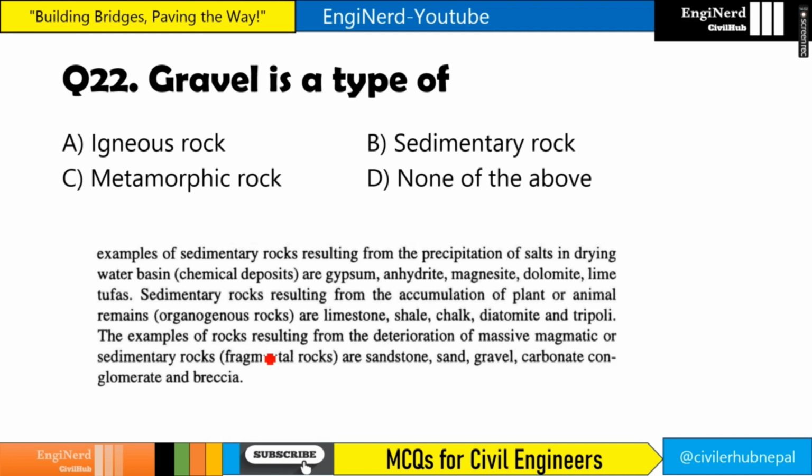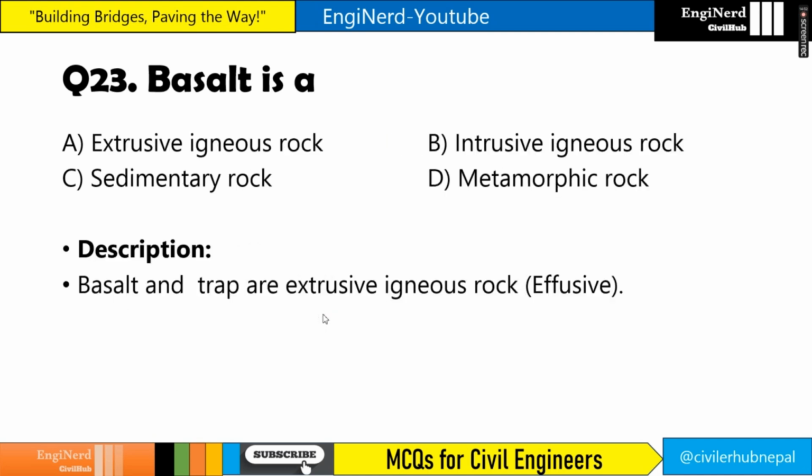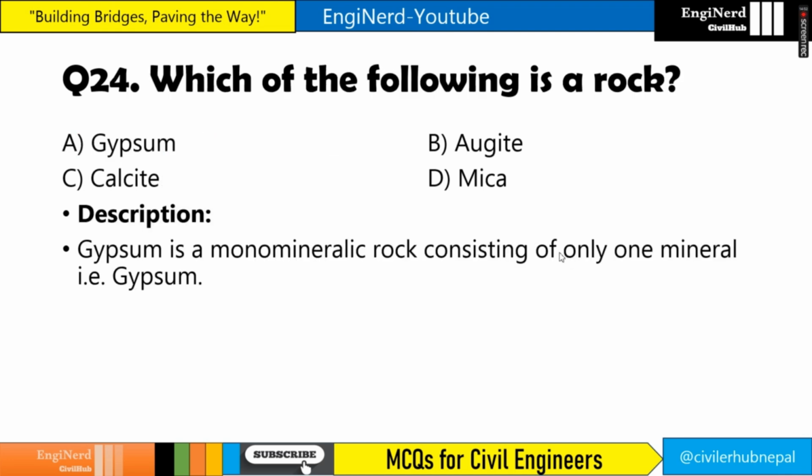Gravel is a sedimentary rock of fragmental type, right? If you see in the fragmental sedimentary rocks, they are sandstone, sand, gravel, conglomerate, and breccia. Basalt is an extrusive igneous rock, also called effusive rock, formed when the magma solidifies on the surface of the earth, right? Basalt and trap. Which is a rock? Gypsum is a monomineralic rock, so we can call gypsum a rock here.